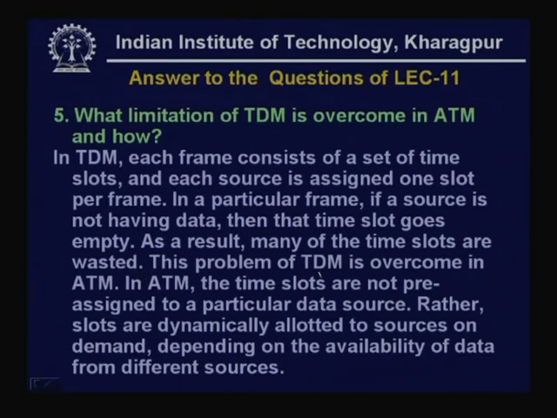This problem is overcome in ATM, which stands for asynchronous time division multiplexing or statistical time division multiplexing. In ATM, the time slots are not pre-assigned to a particular data source. Rather, slots are dynamically allocated, as I have explained in the last lecture, to sources on demand, depending on the availability of data from different sources. That is how it makes better use of the bandwidth of the transmission media.